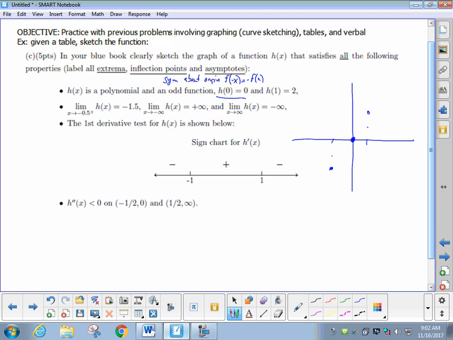The limit as x goes to -1/2 is -3/2. Now if it's a polynomial, then there's no holes or jump discontinuities. It's just whatever the limit is is also the point. Do you agree? Okay. So this really, I could say, is like a point (-1/2, -3/2). And again, odd. So what does that also tell me? (1/2, 3/2).